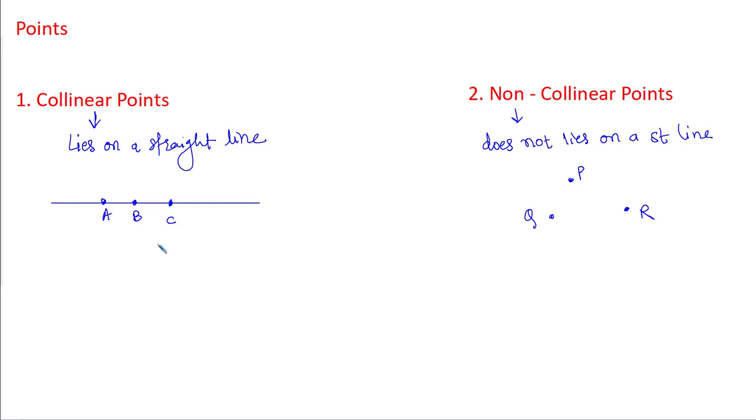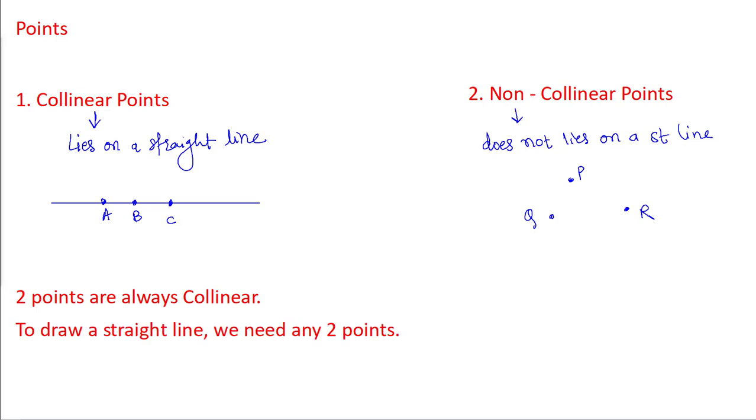Can we say that any 2 points are always collinear? Take any 2 points, we can draw a straight line from any 2 given points. So what we can remember is 2 points are always collinear. To draw a straight line we need any 2 points.